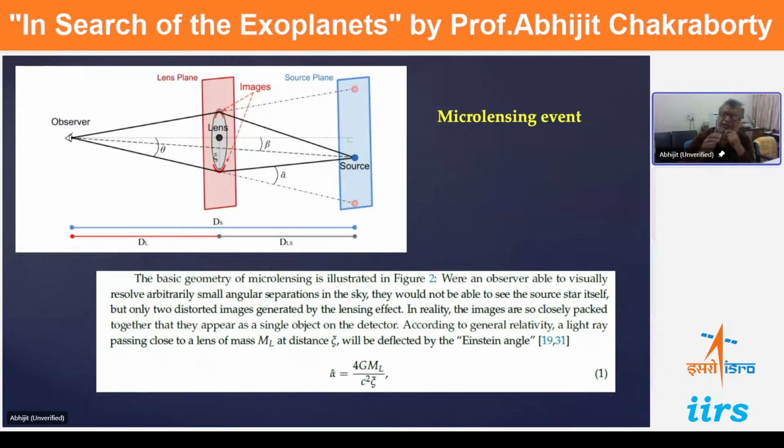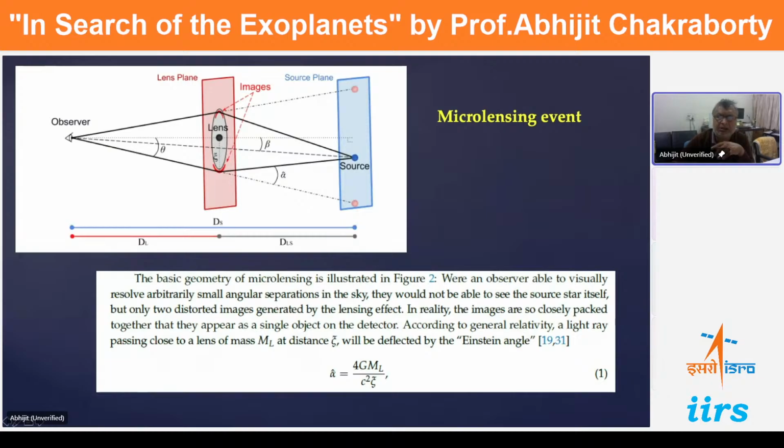So what is gravitational lensing? You see, light behaves as a particle as per Einstein's general theory of relativity. So when you have two sources, the source and the lens, the matter, when the light passes very close, grazingly, through a massive body, it bends.